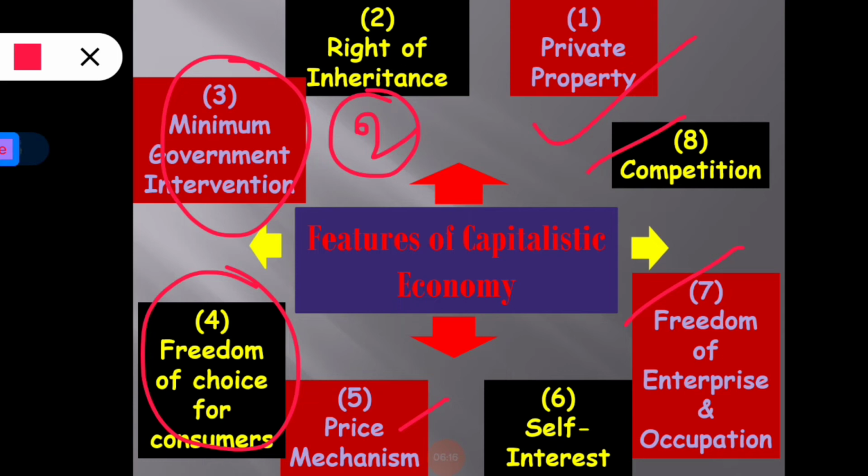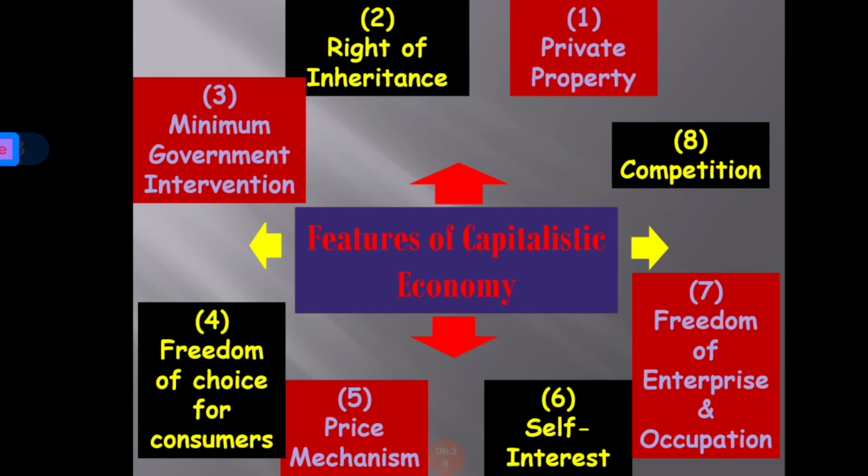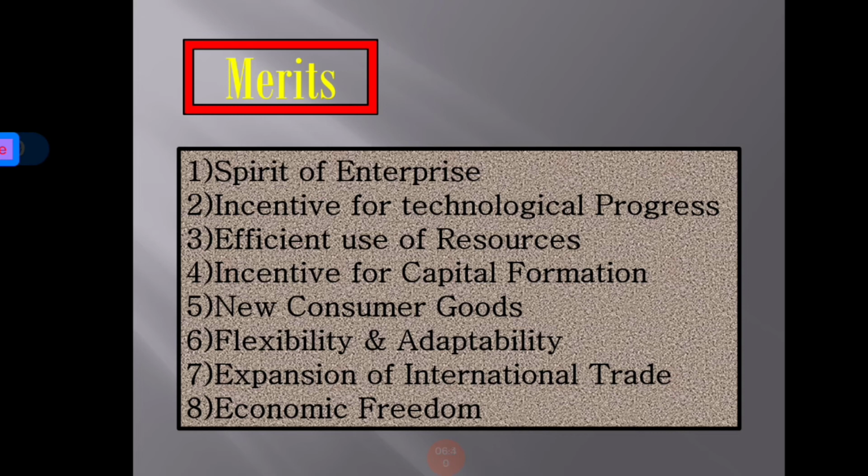Similarly, competition in the factor market, such as the labor market, ensures that factor services like labor give their best performance. Otherwise, they would be competed out from the market. So I think the features of a capitalist economy are clear to everyone. Now move on to the next slide, where we can discuss some merits of the capitalistic economy.